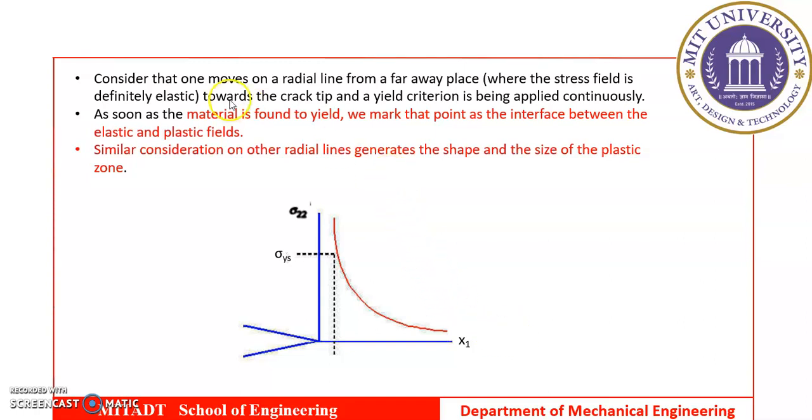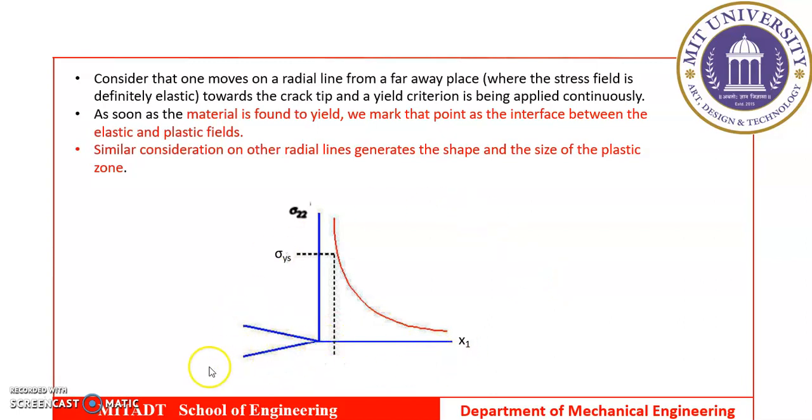Now, to know the interface between the plastic zone and elastic zone, we will start away from the crack tip. Now suppose this is the crack tip. We will find the stresses very far away, that is the area over here, and then we will move towards the crack tip. And wherever the material yields, that area we will mark as the point between the plastic zone and elastic zone. We will see the example over here.